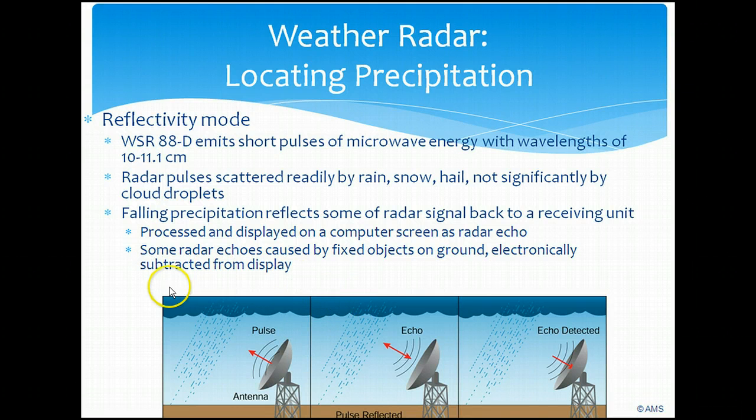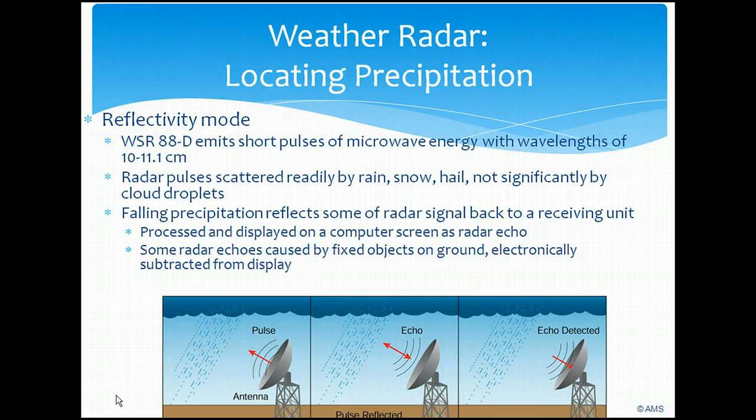The radar works as seen here by emitting short pulses of microwave energy, and at these wavelengths radar signals are reflected, or we should really say scattered, by rain, snow, hail, but not by the tiny water particles or ice crystals that compose clouds. So this weather radar is designed to detect precipitation-sized particles, but not parent cloud particles.